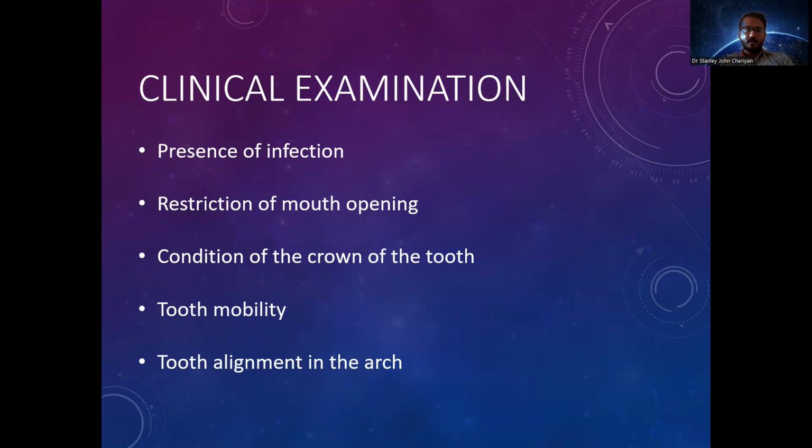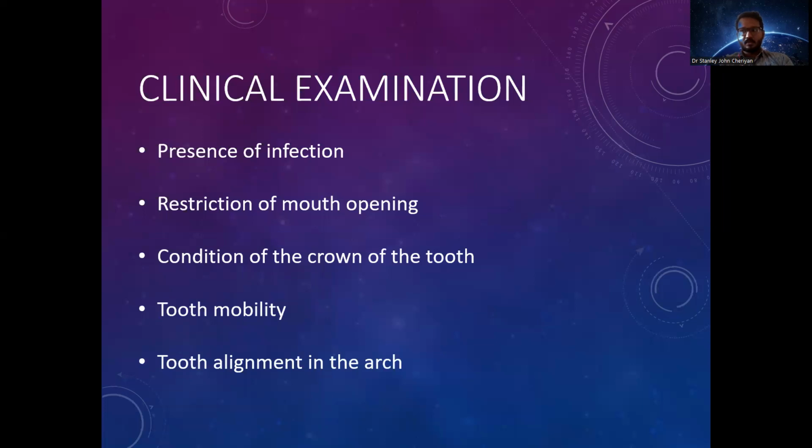In clinical examination, you should see if there is presence of infection or restriction of mouth opening. If the mouth opening is not adequate, it will be very difficult to extract a posterior tooth, as you won't be able to reach the forceps to the posterior end. Check the condition of the crown of the tooth; if it is grossly decayed, it will be difficult to apply forceps. And mobility should be seen.